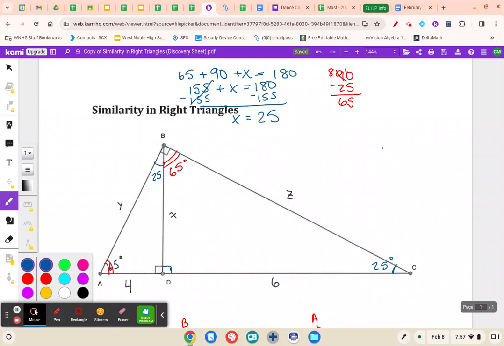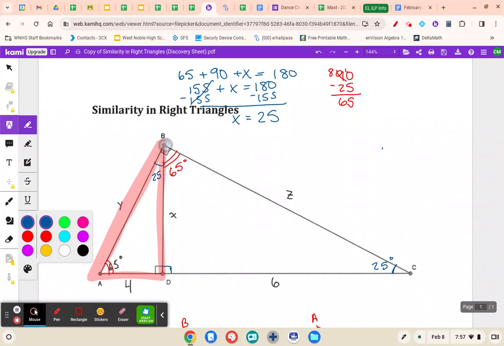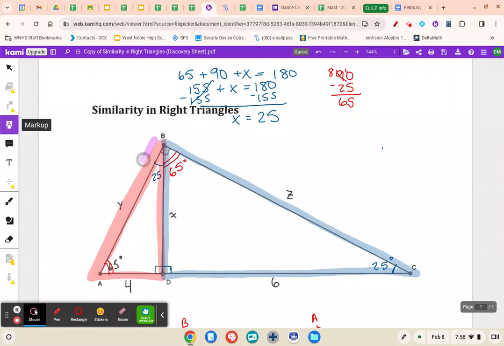So we have 3 similar triangles. That's why it's called similarity in right triangles. We have 3 similar triangles because they are all 65, 90, and 25. So I've got this little triangle on the left side. I have the medium triangle on the right side. And we have the largest triangle that encompasses all of them.